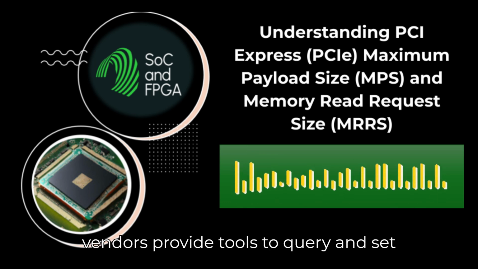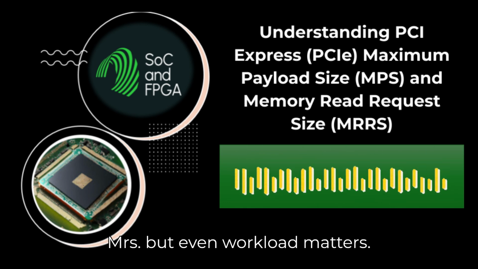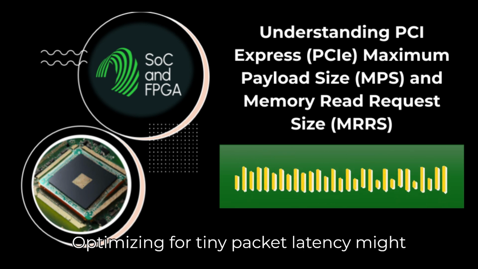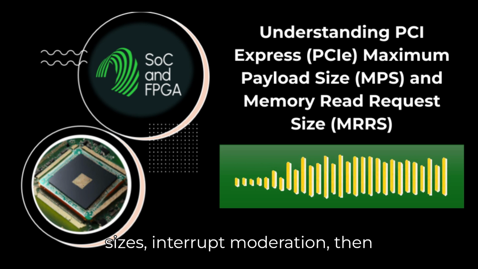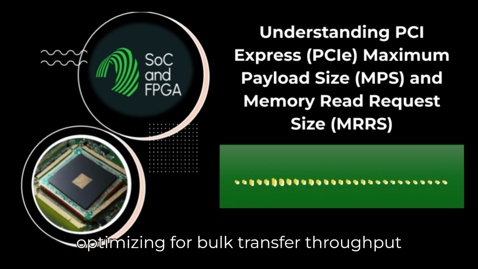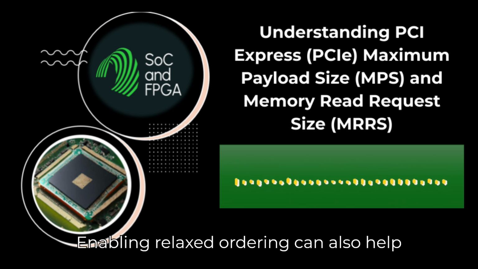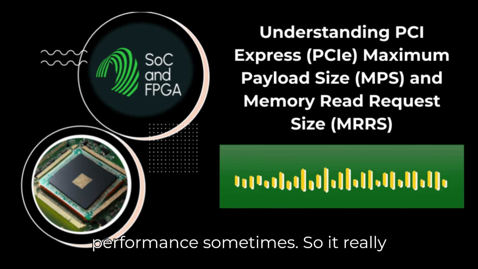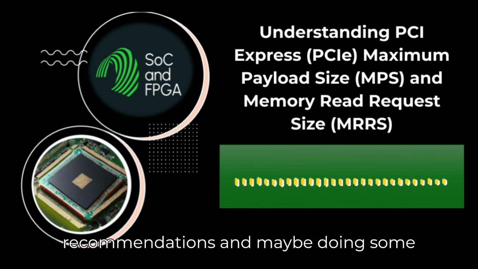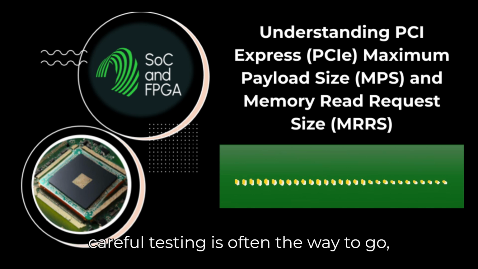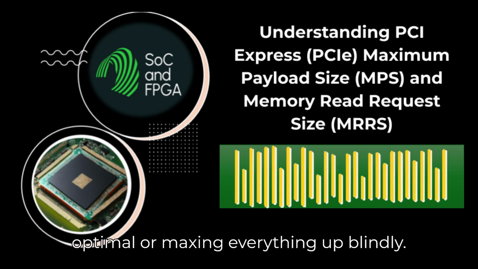Many high-end NIC vendors provide tools to query and set MRRS, but again, workload matters. Optimizing for tiny packet latency might involve different settings, like queue sizes and interrupt moderation, than optimizing for bulk transfer throughput, where MPS and MRRS are king. Enabling relaxed ordering can also help performance sometimes. So it really sounds like for peak performance on specific hardware, looking at vendor recommendations and maybe doing some careful testing is often the way to go, rather than just assuming defaults are optimal or maxing everything out blindly.